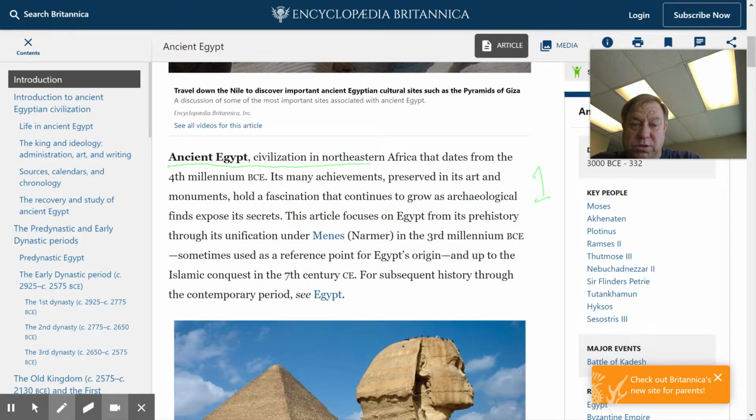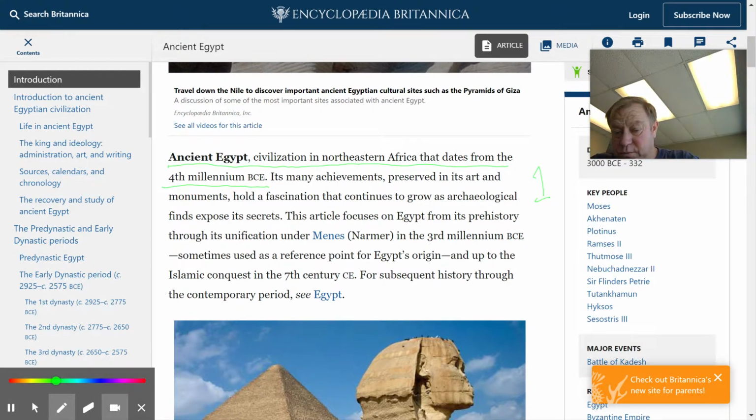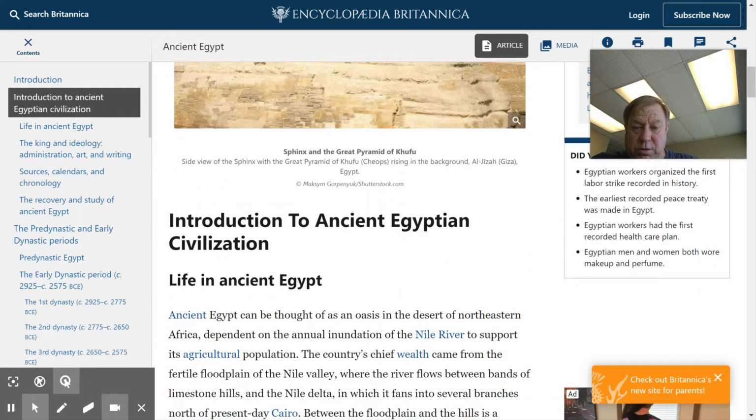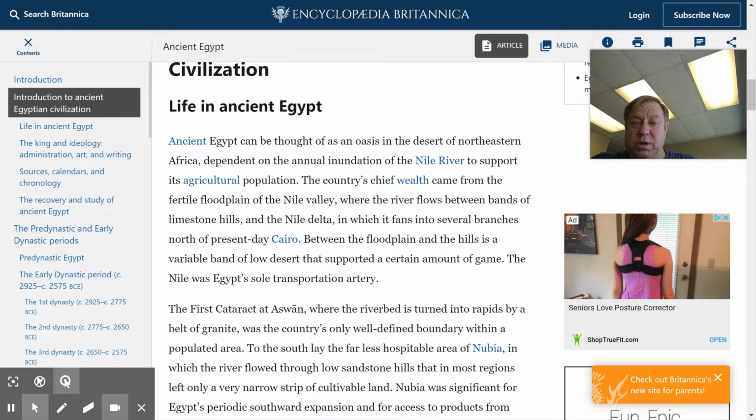Ancient Egypt, civilization in northern Africa that dates from the 4th millennium BC. Okay, that is a good first sentence for a paragraph, and I want to read it just so I know that that paragraph is going to be about that civilization. Okay, I'm going to go ahead and erase that real quick. Okay, and now come down to our next one, and we read the other first sentences.